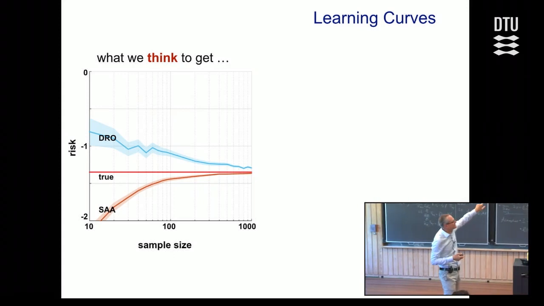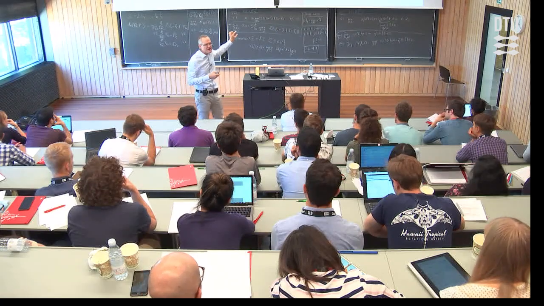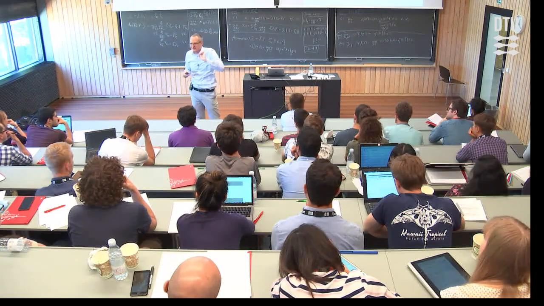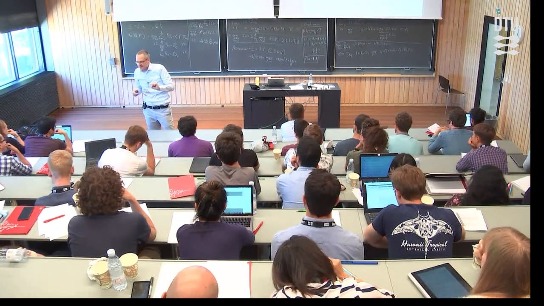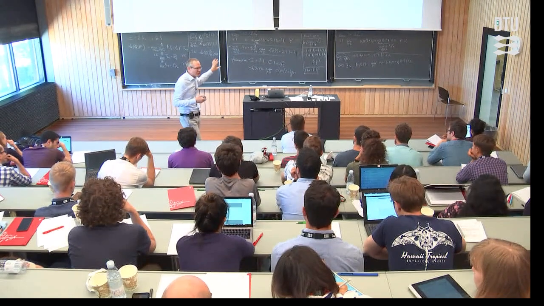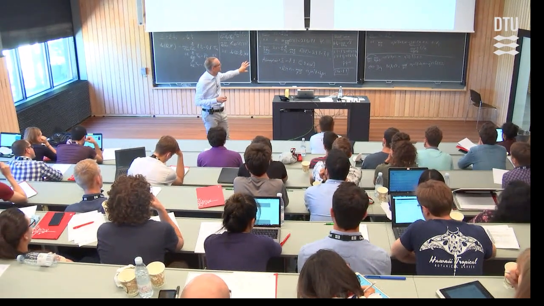So this is what the optimizer sees when he or she solves the optimization problem. So that's what the optimizer thinks to get. The SAA optimizer is too optimistic. The DRO optimizer is too pessimistic. That's before the fact. Then when the optimal decision is implemented, that's after the fact.